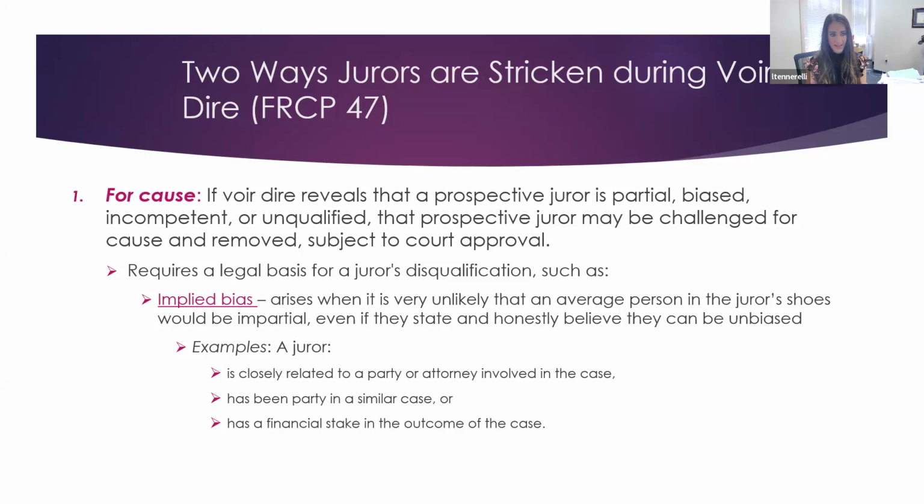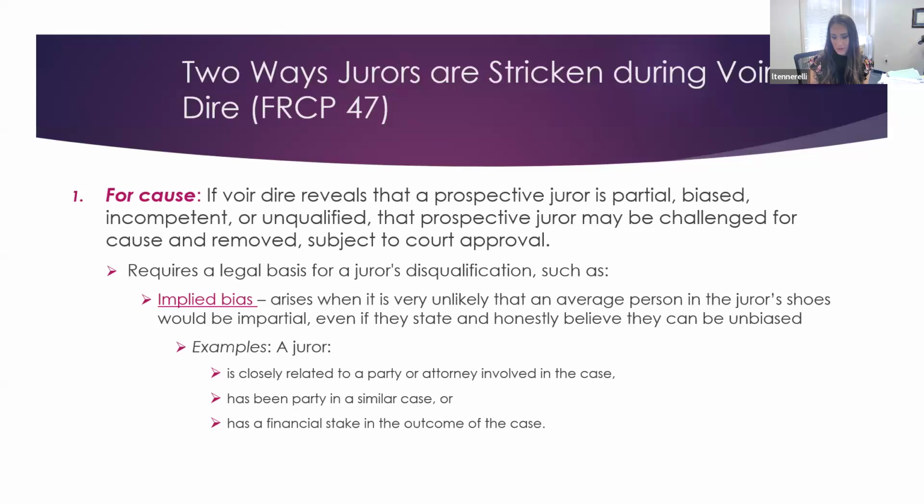So it could be that the juror is not qualified in some way, they don't meet the criteria, or it can be for some type of bias. So there has to be a legal basis. So the bias can be actual bias or implied bias. Implied bias arises when the average person in the juror's shoes would be unable to be impartial, even if they say and they honestly believe that they could be impartial.